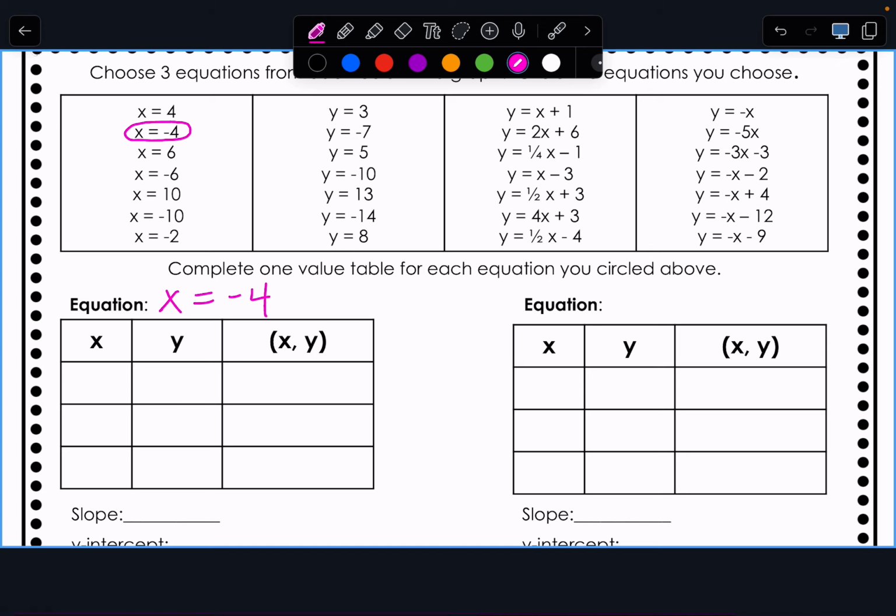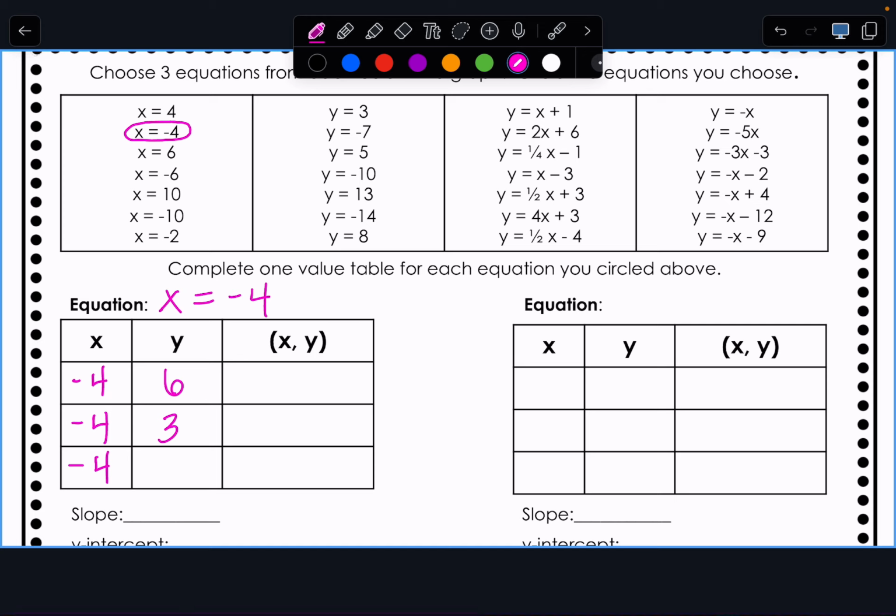Okay, have you ever seen an equation that looks like that? It says x equals -4. It is a line where no matter what, the x coordinate is always -4. So, Ellie, give me a number. Okay, if y is 6, the x coordinate is -4. Sammy, give me a number. 3. If y is 3, the x coordinate is -4.